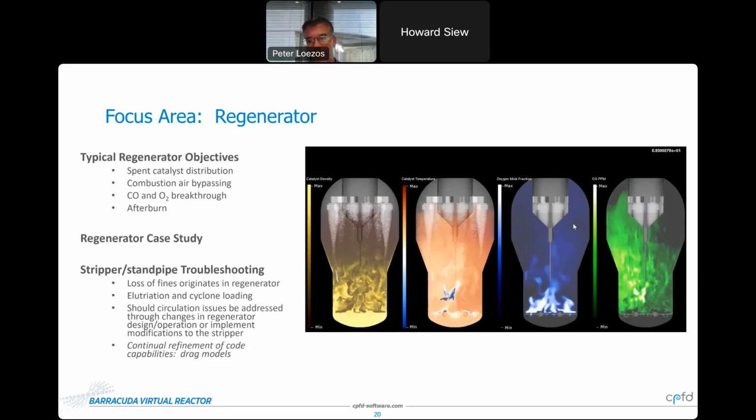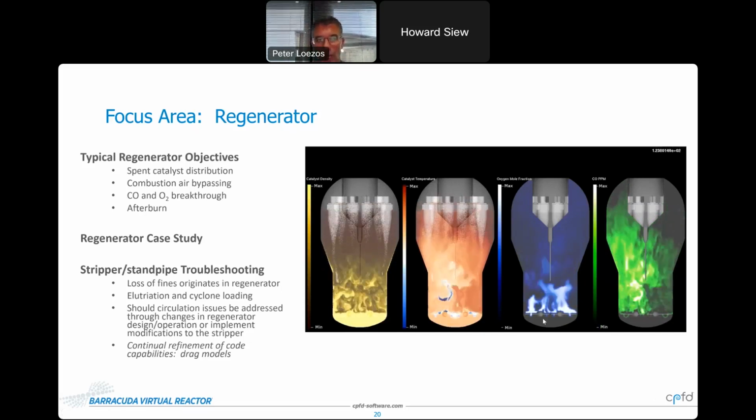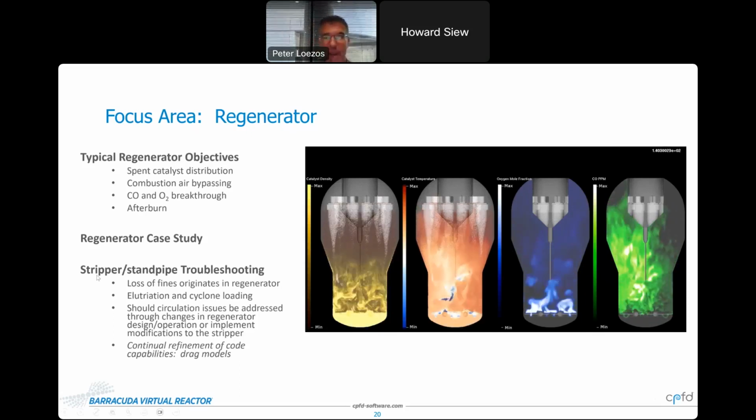So once we identified the root cause, we studied many different design options. And the most promising one was implemented in their upcoming turnaround. After the FCC came up from the turnaround, they did experience a significant reduction in the extent of afterburn. So this highlights what I'll call a typical regenerator case study using Barracuda Virtual Reactor. So finally, I want to transition back to the stripper standpipe troubleshooting example I showed you earlier.